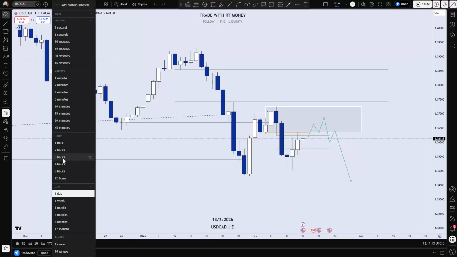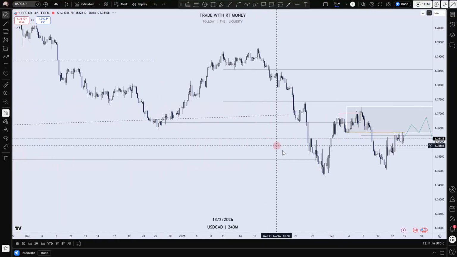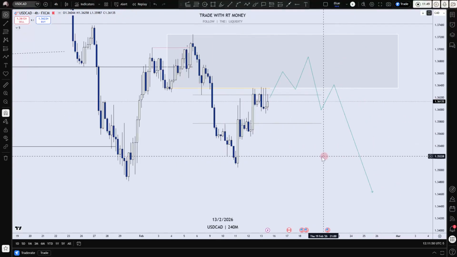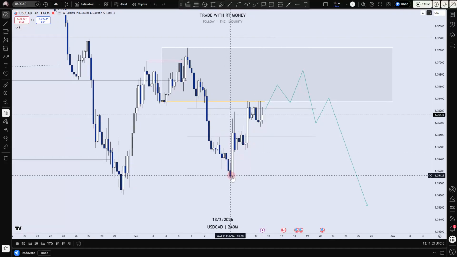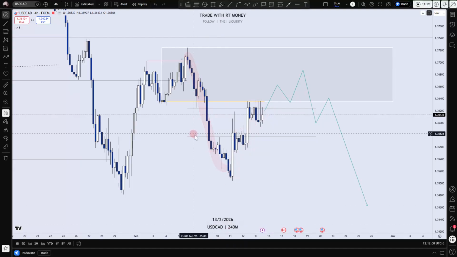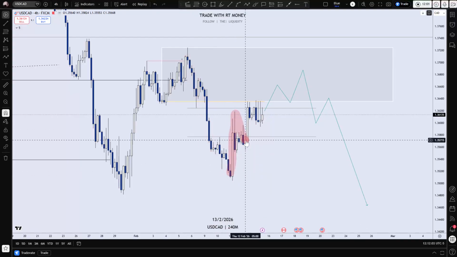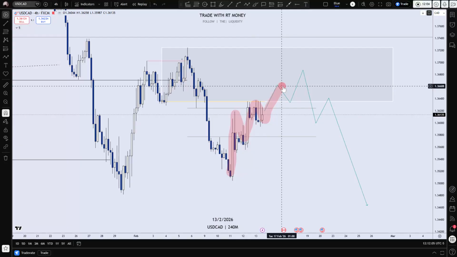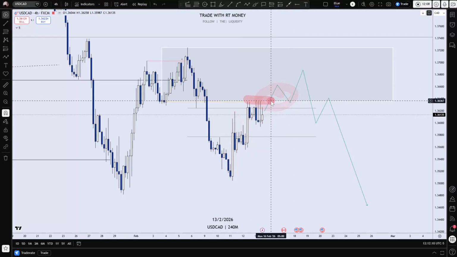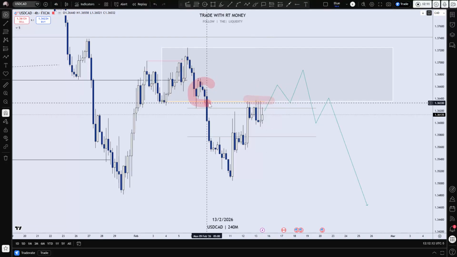Now, if we go down to the 4 hour, you can see it very clearly. The structure that I'm looking for. All right, this looks corrective. This looks impulsive, doesn't it? There's a good reason for that. So as it's correcting up in here, I'm looking for price to possibly sweep these highs back into this area of supply here.